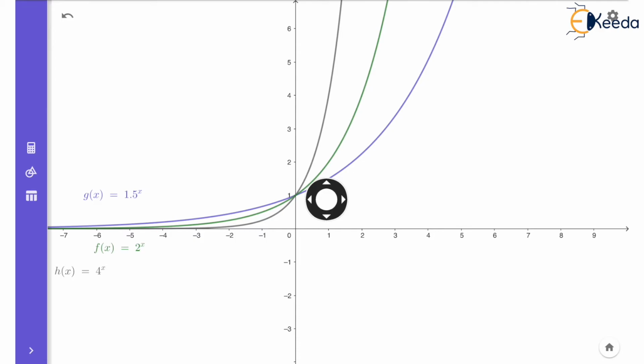Now, the similarity which we see on the right hand side will be exactly opposite on the left hand side. On the left hand side, when x is negative, 1.5 to the power of x will have higher values, whereas 4 to the power of x will have lower values here, because it is 1 by the value of that function. So that will be lesser than that.